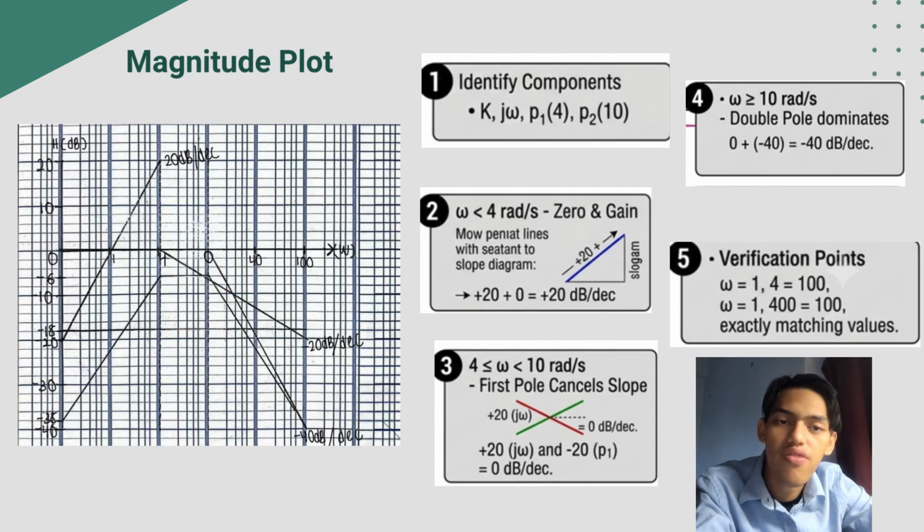Finally, step 5 is all about verification. We cross-check our manual plot against specific mathematical verification points, such as at omega equal to 1, 4, and 100, and found that our graphical representation exactly matched our calculated values, proving our plot accuracy.